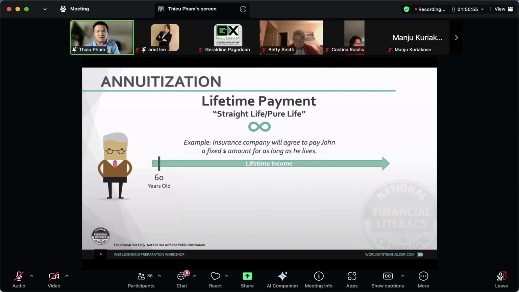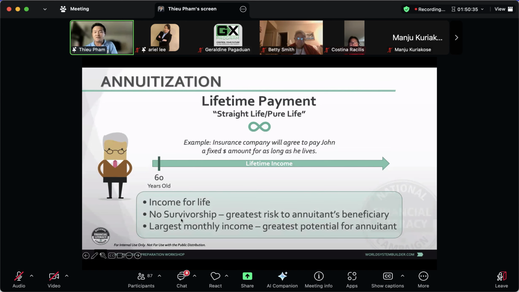So here's an example, just to clarify more, lifetime. For example, this is a 60-year-old man. It's called straight life. The insurance company will agree to pay John a fixed amount of money as long as he lives. So you see here, at 60, you're going to get paid until you pass away. Okay. You get income for life, no survivorship. So the issue here, that's what you hear a lot online about how annuity is bad, is when you pass away, there's no more beneficiary, because there's nothing left since you annuitized this plan. Okay. And this type of plan will give the annuitant the most amount of income.